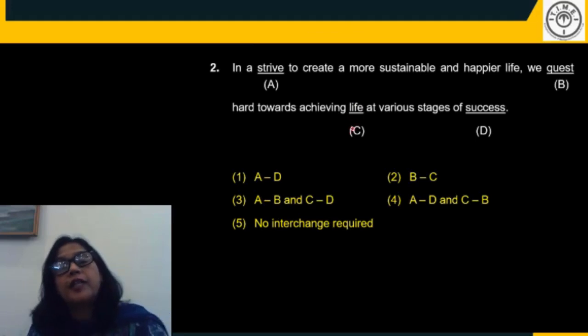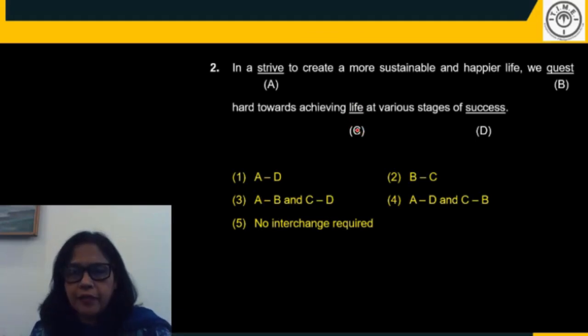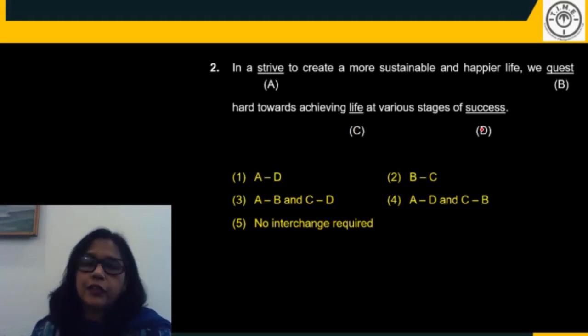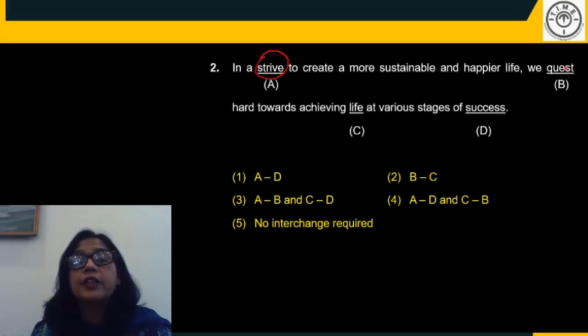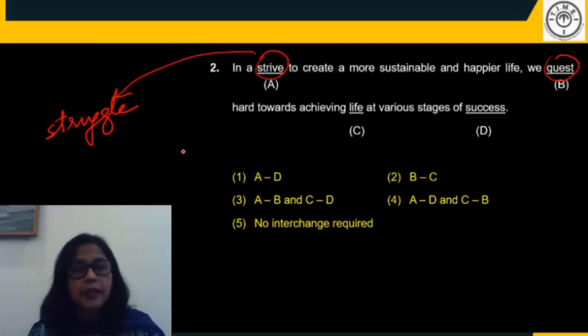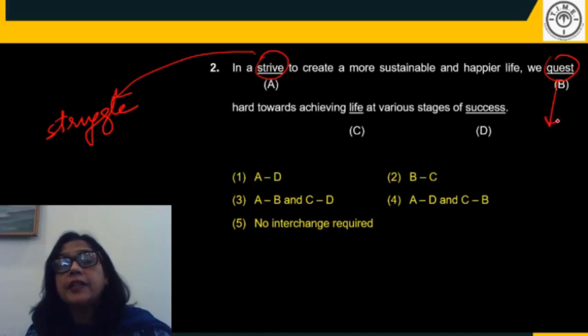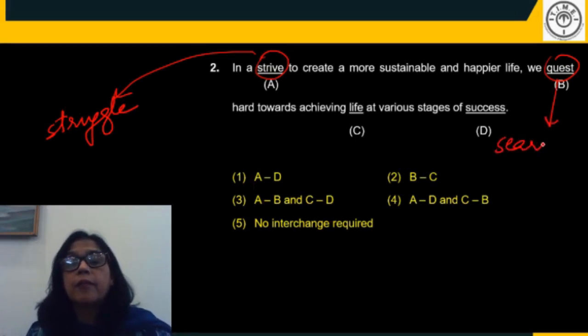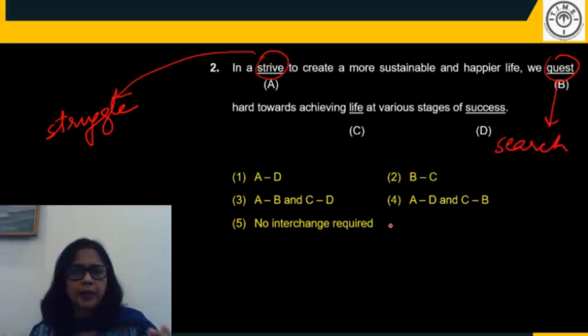In a strive to create a more sustainable and happier life, we quest hard towards achieving life at various stages of success. Now, if you see these words, strive and quest, strive is something that is related to struggle. Yes, when you're struggling to get something. So in this case, struggle hard to achieve success, right? And quest is a search for something that you want to attain.